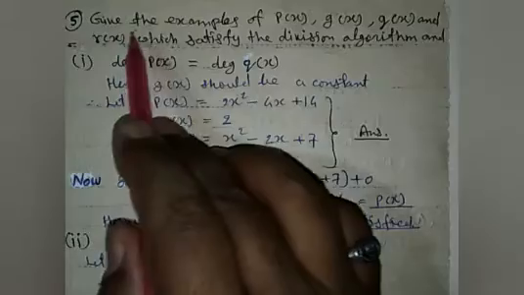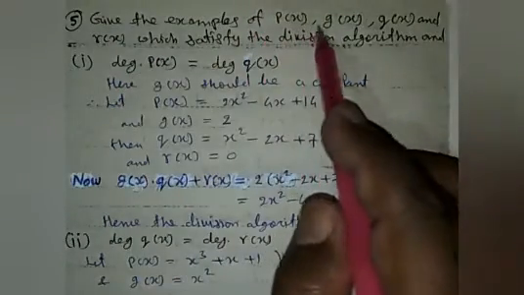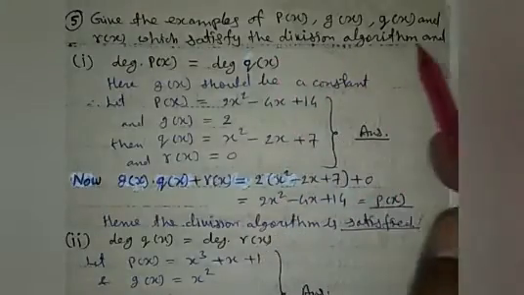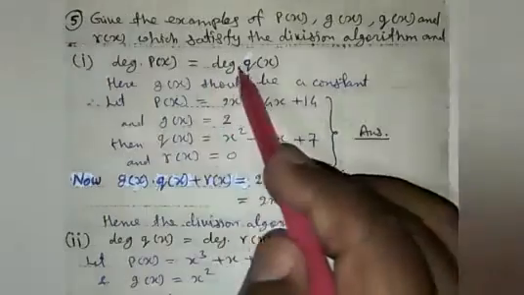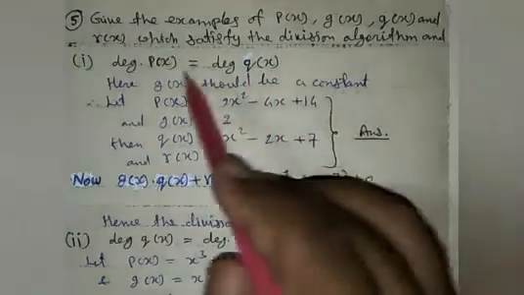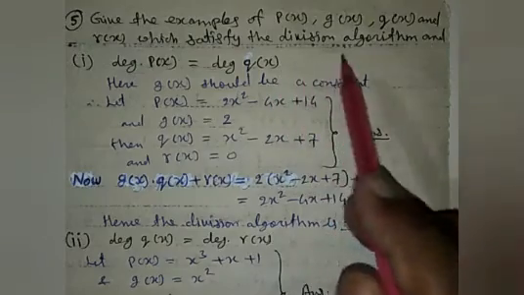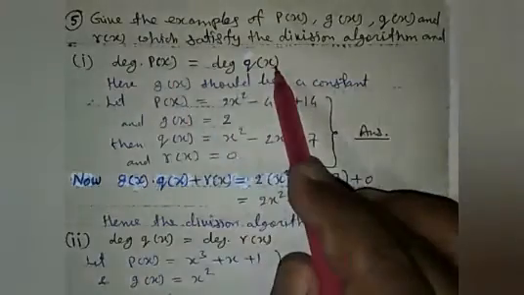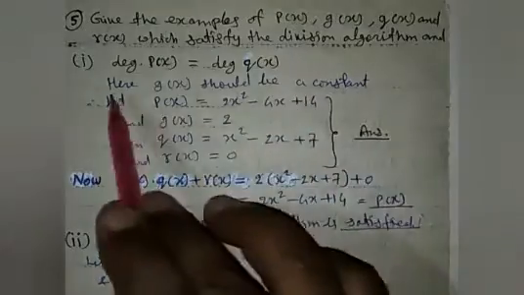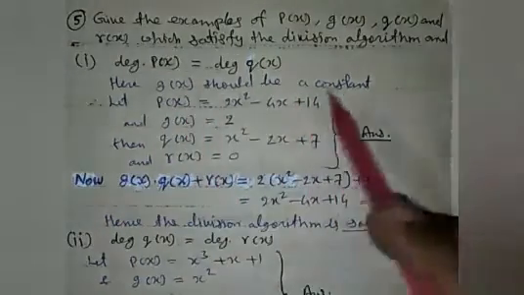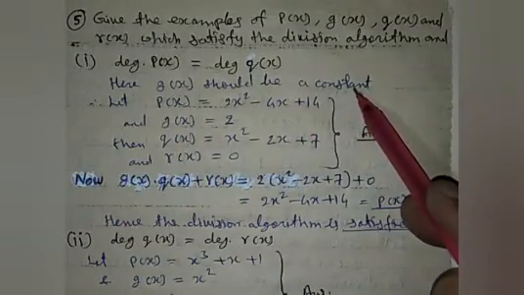It is the answer. In the fifth question, give examples of px, gx, qx and rx which satisfy the division algorithm. In the first part, degree of px is equal to degree of qx, means the degree of the dividend polynomial is equal to the degree of the quotient polynomial. Since the degree is same, the divisor will be a constant.